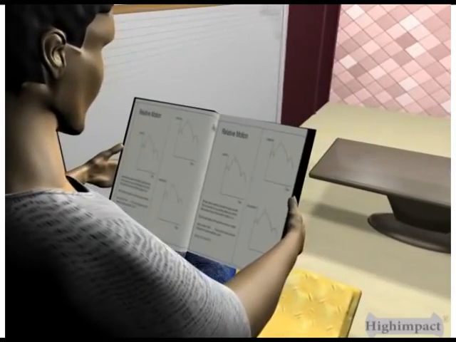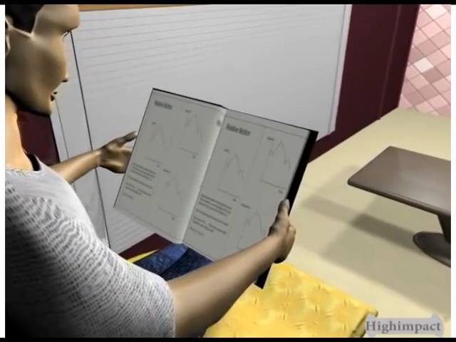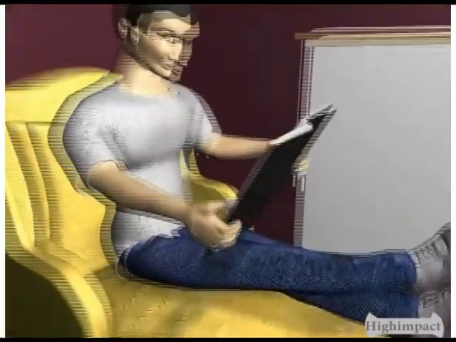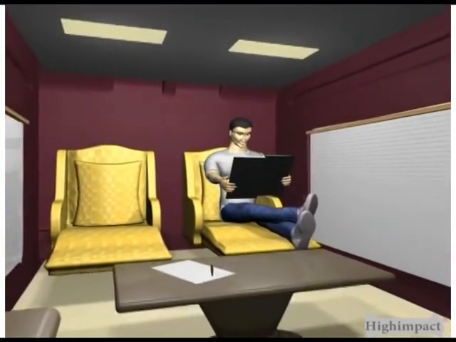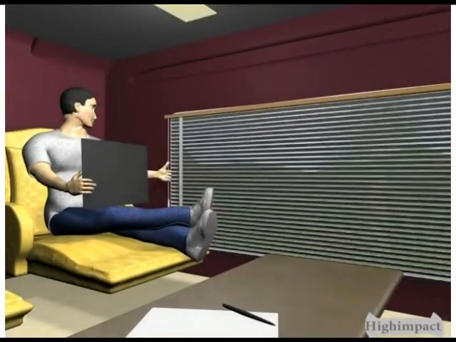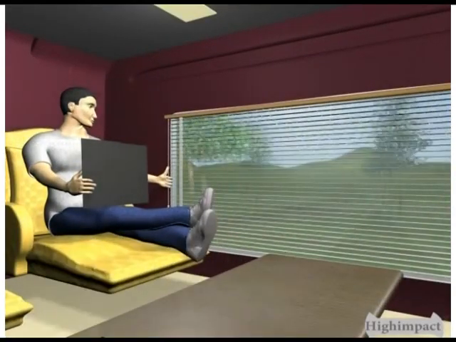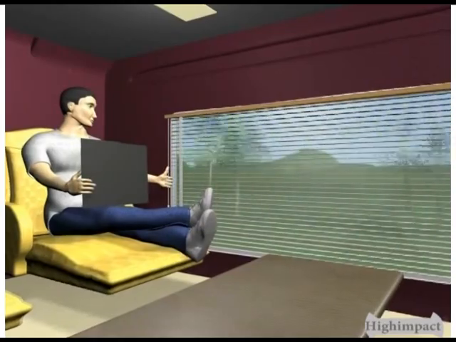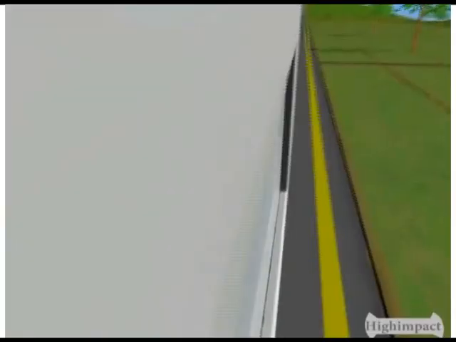Next, relative speed. Now consider a person sitting inside this room. Everything in this room looks stationary. But wait, when he raises the curtain, the trees outside appear to be moving. Actually, this guy is in a caravan.